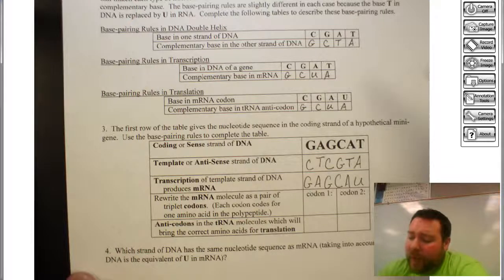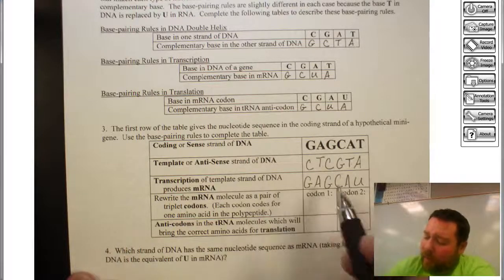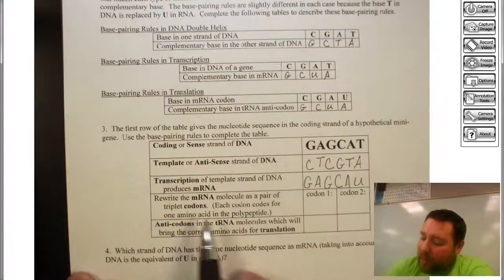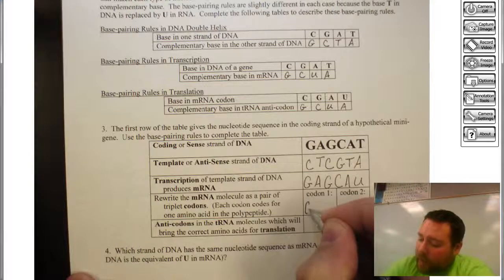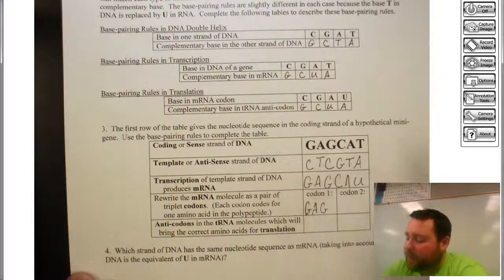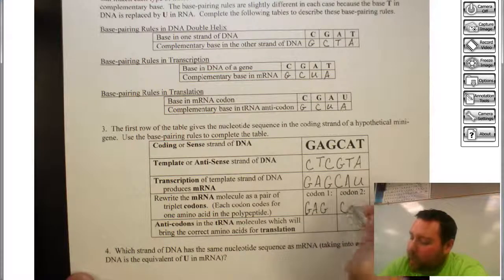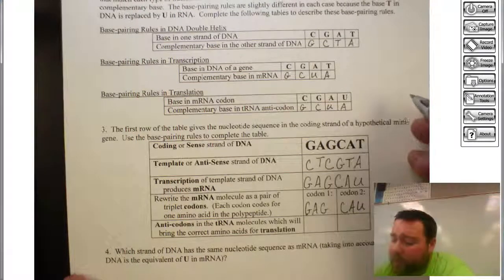Okay, so now that we have all of our messenger RNA, we can write what those codons are going to be. We're just breaking them up into groups of 3. So we have GAG as one codon and CAU as another codon.